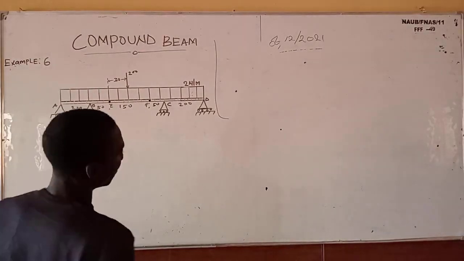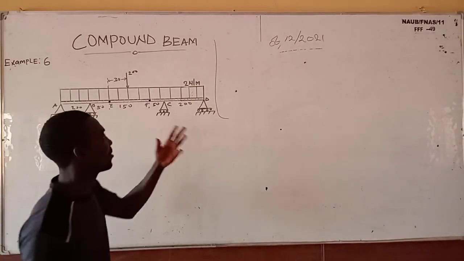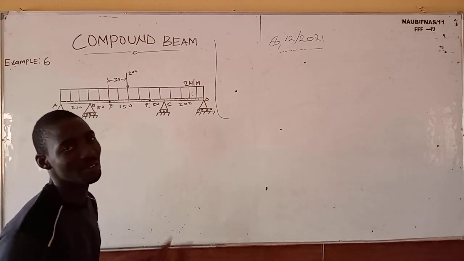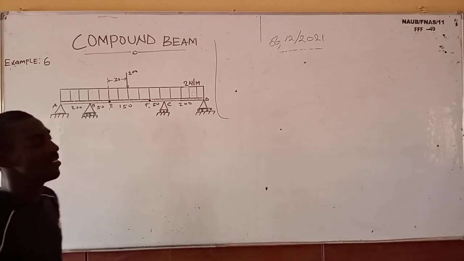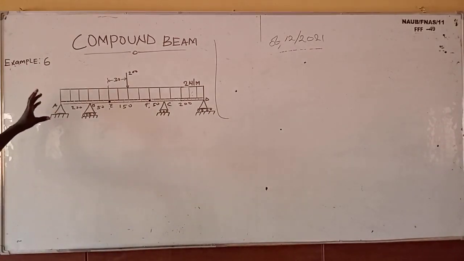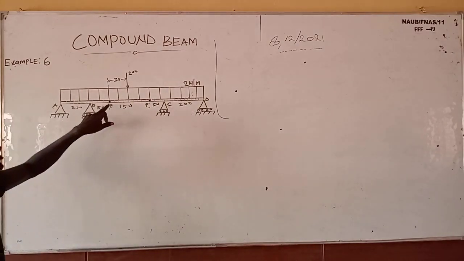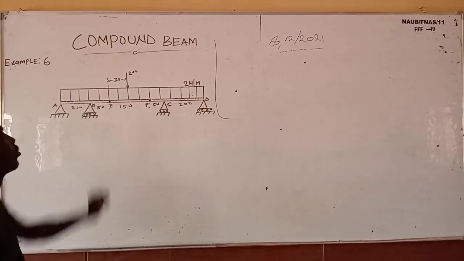Alright, we are now on question number 6, and you can pause the video and try this. Okay, let's go. Now, this is the beam uniformly distributed, but we have 2 hinges, 1 and 2.